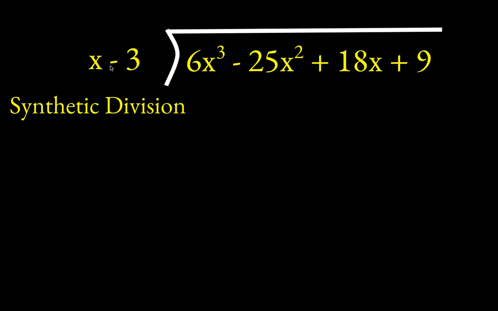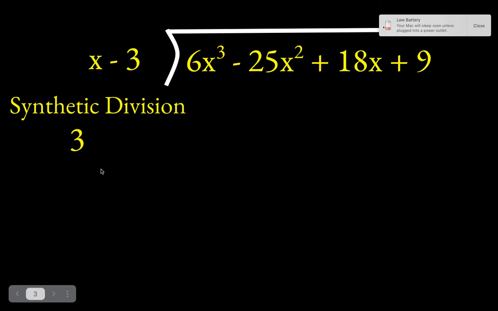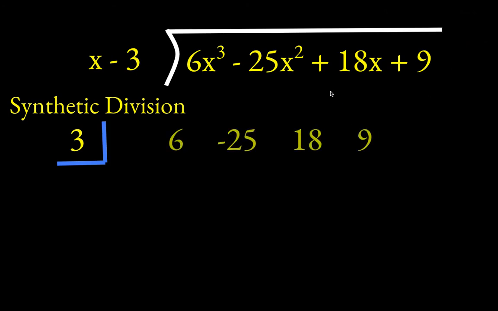So the root that corresponds with this factor would be 3. And so you put the 3 right here. If this were x plus 3, you would put a negative 3 here. And then what you do is you put a little notation to partition this off. And then what we're going to do is peel off all the coefficients. So we have 6, minus 25, 18, and 9.